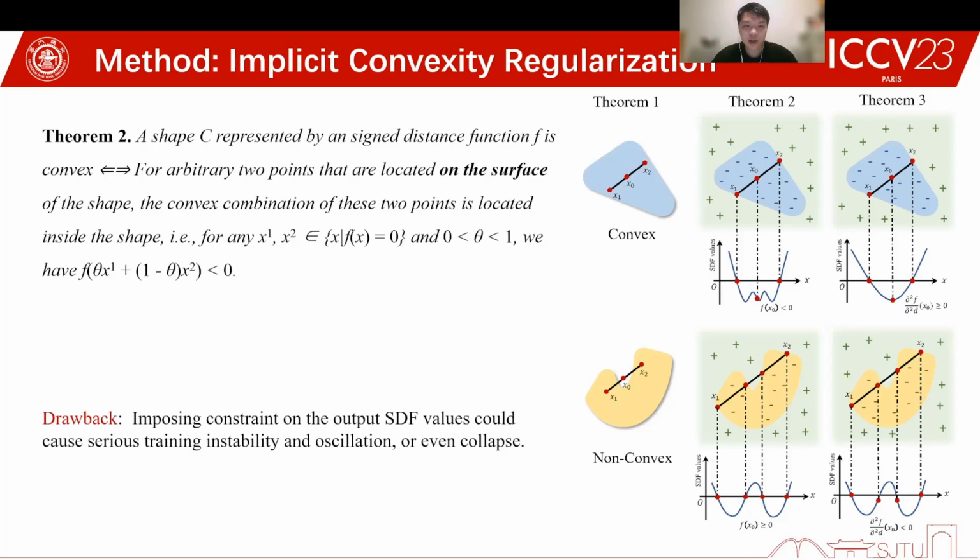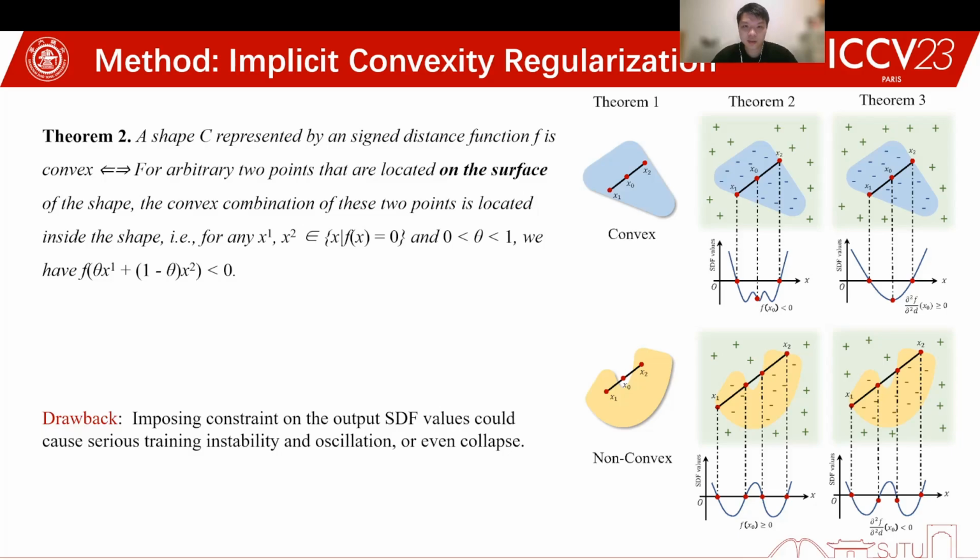So, to achieve higher efficiency, we convert the basic definition to a surface-based formulation, that is theorem 2. A shape represented by an SDF is convex means that for arbitrary 2 points that are located on the surface of the shape, the convex combination of these 2 points is located inside the shape. This formulation improves the sampling efficiency, since it only needs to care about surface points.